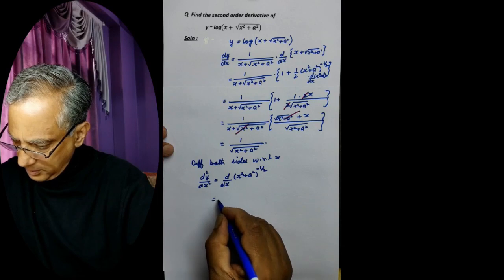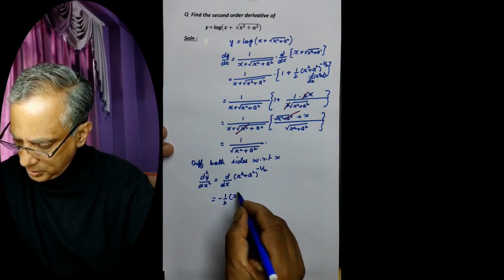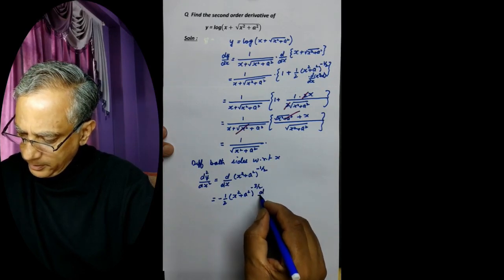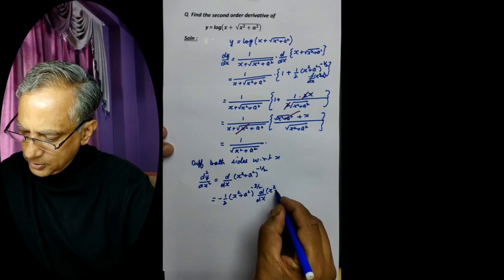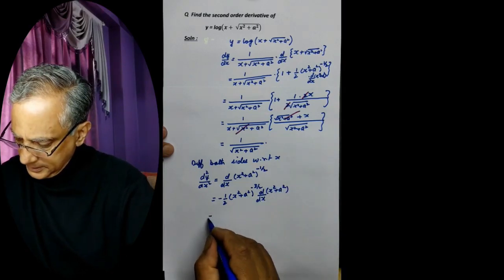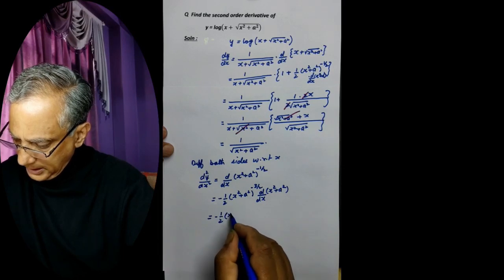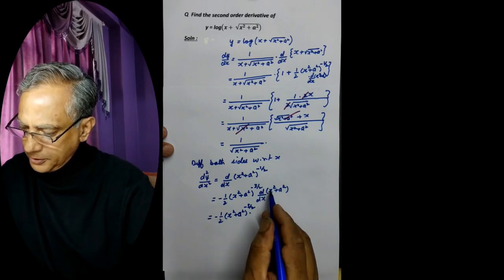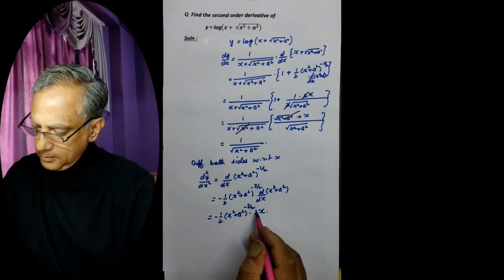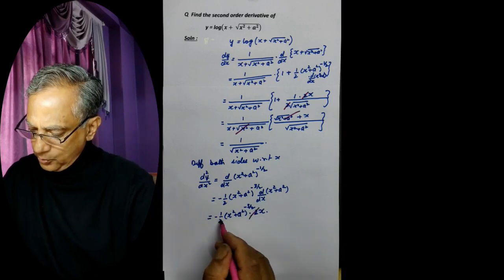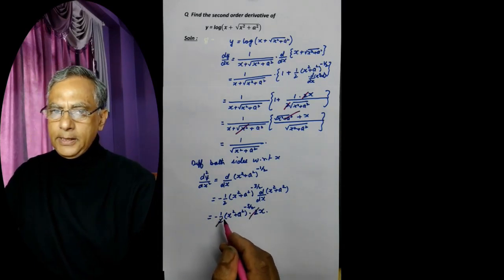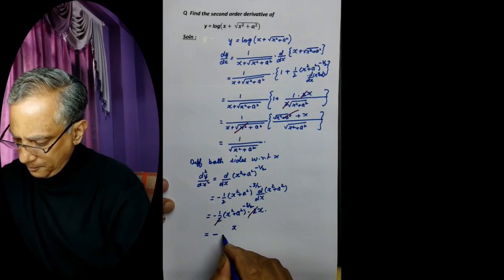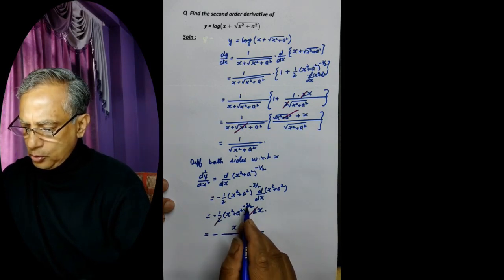So this is equal to minus half into (x² + a²) to the power of minus 3 by 2 into d by dx of inner function, that is x² + a², and this is equal to minus half into (x² + a²)^(-3/2) into differentiation of this, which will be 2x. Now this 2 cancels with this, and we are left with minus x upon (x² + a²)^(3/2).